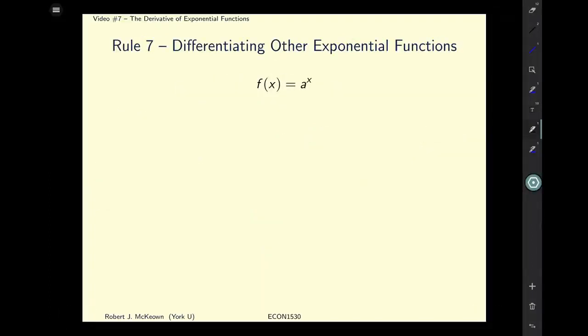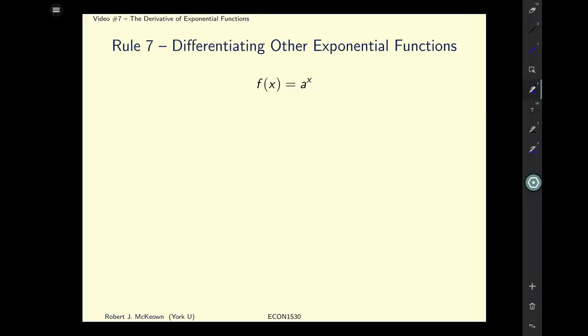What about exponential functions that are not the natural exponent? So we have a base that's not equal to the natural exponent. So in this example here, we've got a to the power of x. So a is some other base. How are we going to differentiate this?